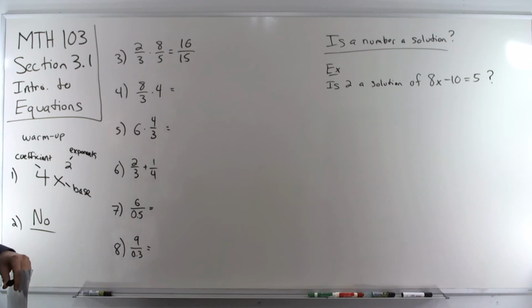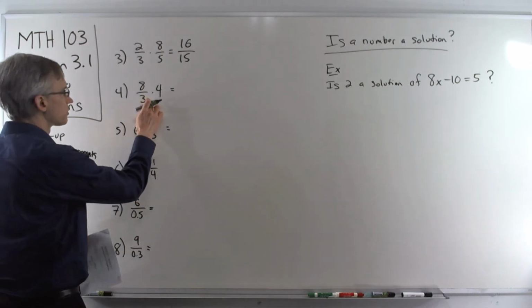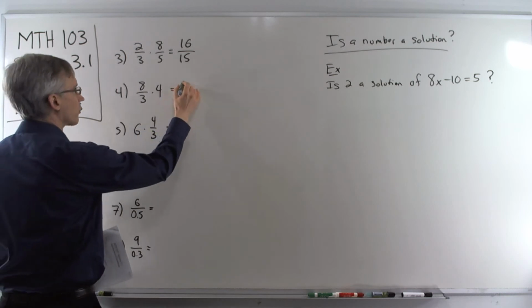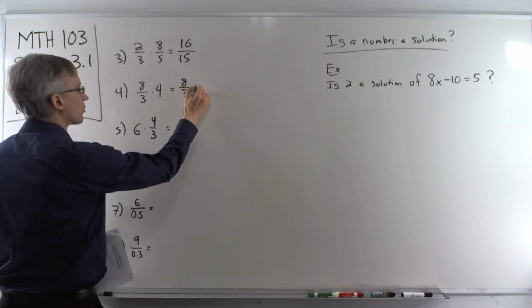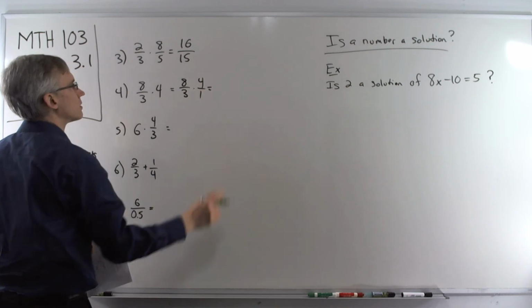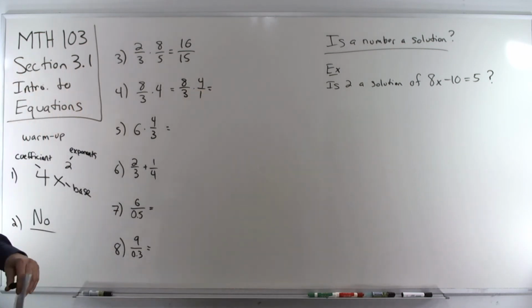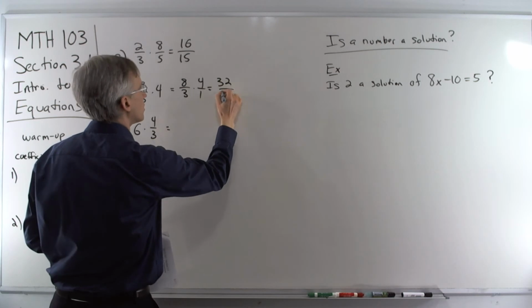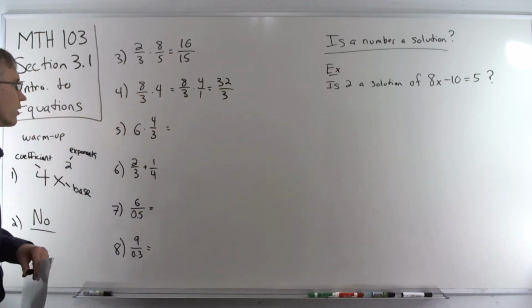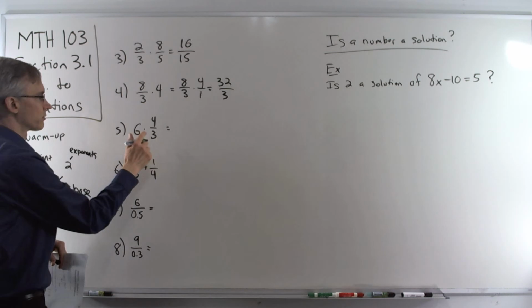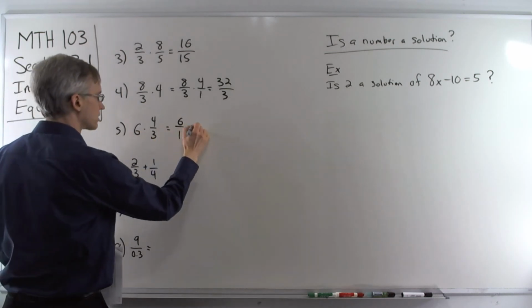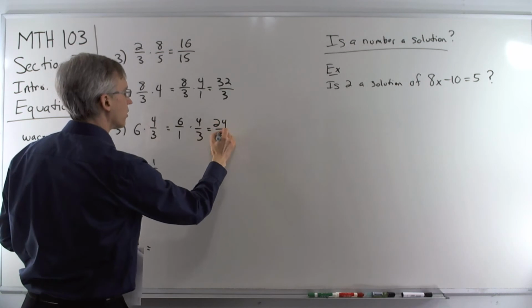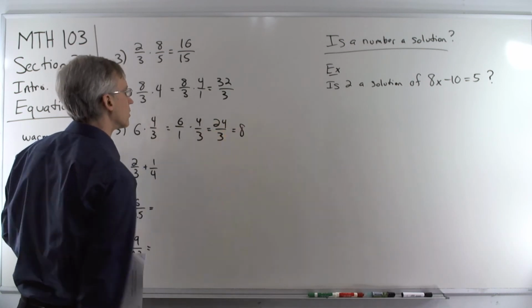Now the next one, I see a lot of mistakes with these as well. Think of the 4 as being just 4 over 1. Any number, you can just write it over 1. And now we're going to multiply just like we did in the first one. 8 times 4 is 32. 1 times 3 is 3. 32 over 3. Same deal with this one. Rewrite the 6 as 6 over 1. That gives us 24 over 3, or 8.